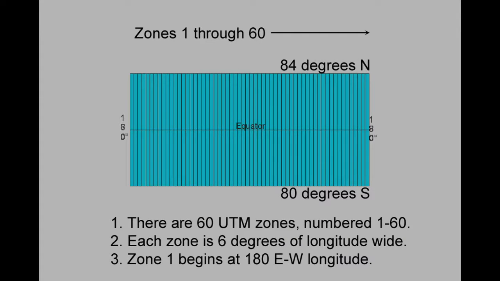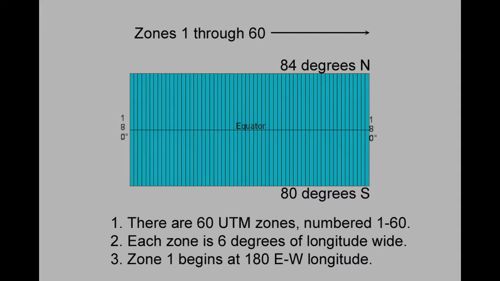So now what we're going to do is to look at that section peeled from the earth and squash it flat into a nice rectangular shape, and the north border of this rectangular shape is formed by the latitude line at 84 degrees north, and the south border of this rectangle is formed by the latitude line at 80 degrees south. The east-west border is formed by the 180 degree east-west longitude line, which is of course the international date line on the other side of the earth from Greenwich, England.